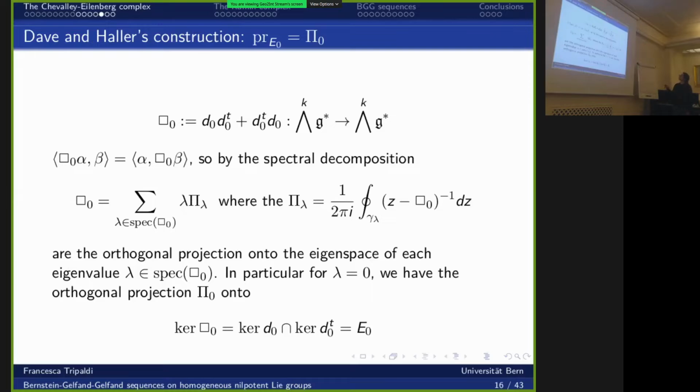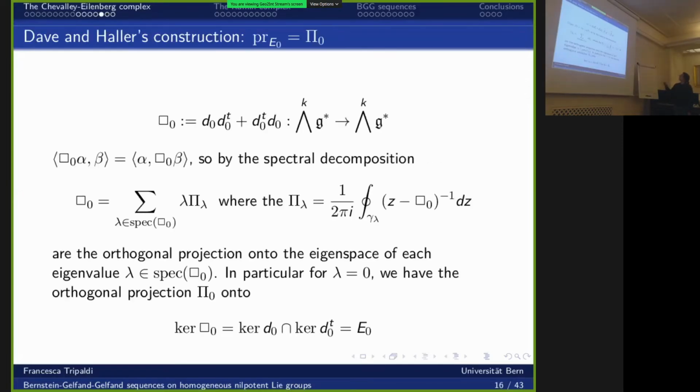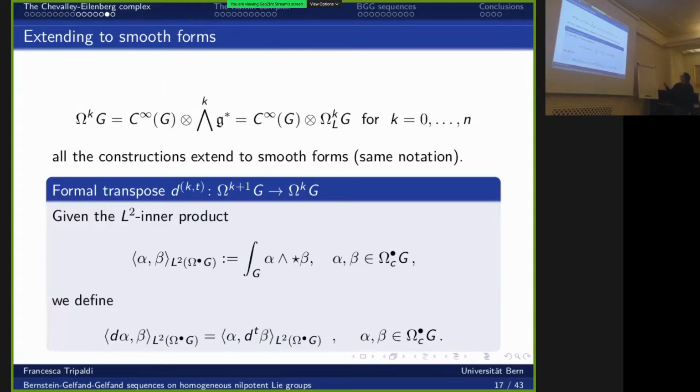Okay, so we have this projection equal to pi 0 or equal to r0. Okay, so everything works fine. So we were restricting ourselves to left invariant forms for now. But if you think of smooth forms as just the C infinity G module over there, then everything we've said so far extends to smooth forms.